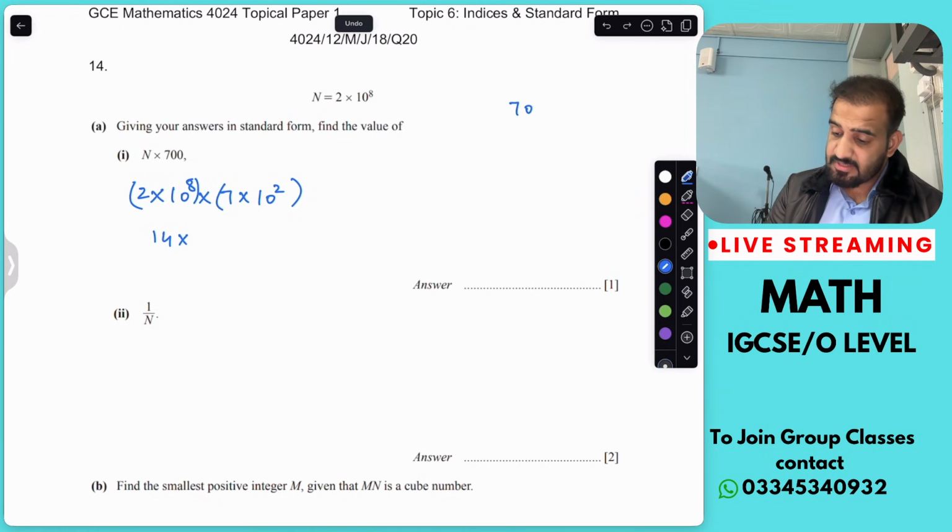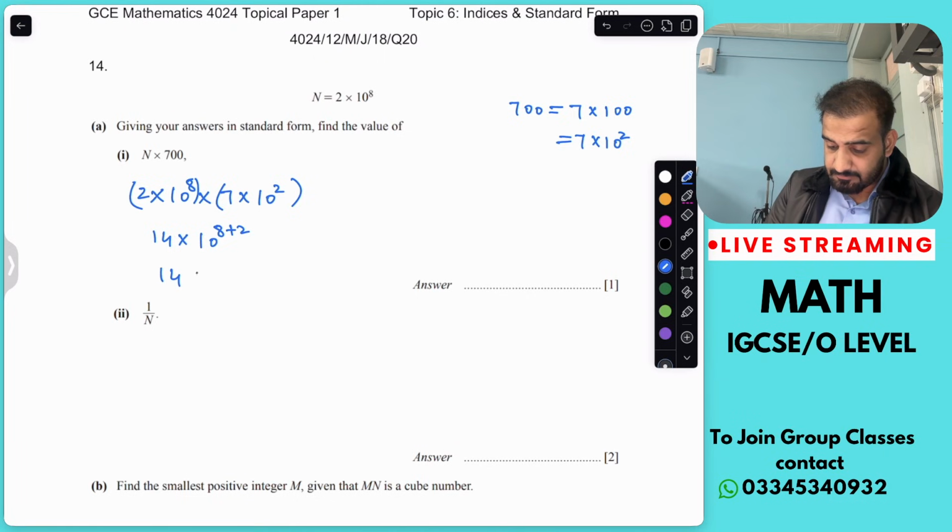700 can be written as 7 cross 100. I am not showing these steps in the question, and you also do not have to; you have to do this in mental math. So 10 raised to power 8 plus 2 is going to be 10 raised to power 10. So it is not in standard form, so 1.4 cross 10 raised to power 11. You know it very well.